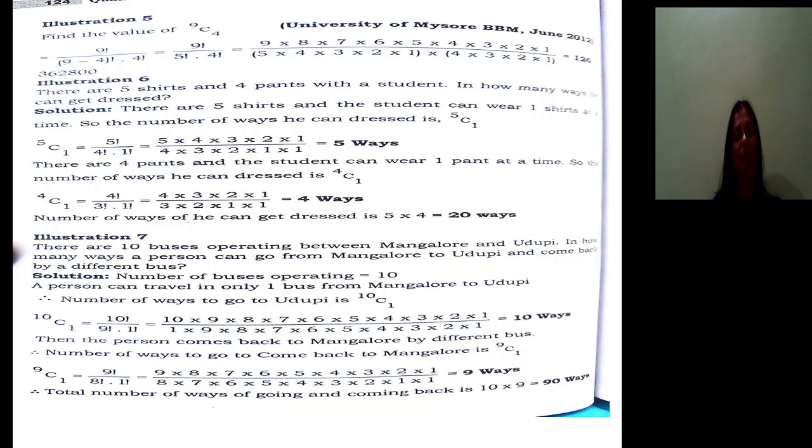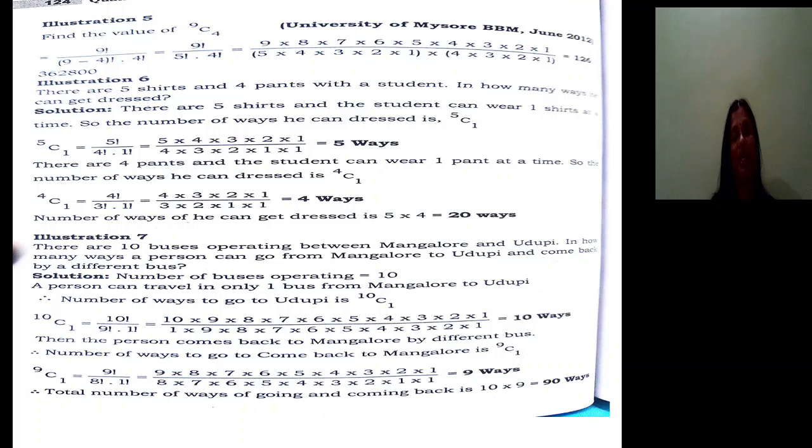Udupi and come back by different bus. So in how many ways a person can go from Mangalore to Udupi is 10 ways, and come back by different bus. Means he will leave that bus, he will take one more bus. He left one bus. So now the selection is between 9. So he can come back by one bus only. So 9C1 is the answer. 9C1 is nothing but 9 ways.